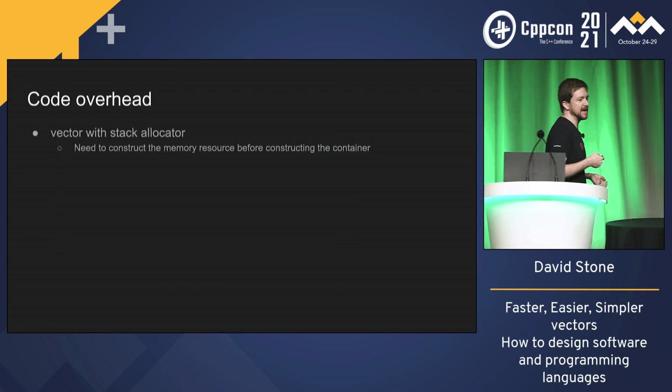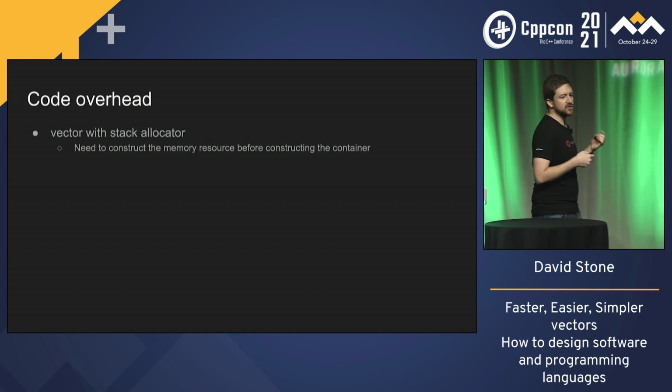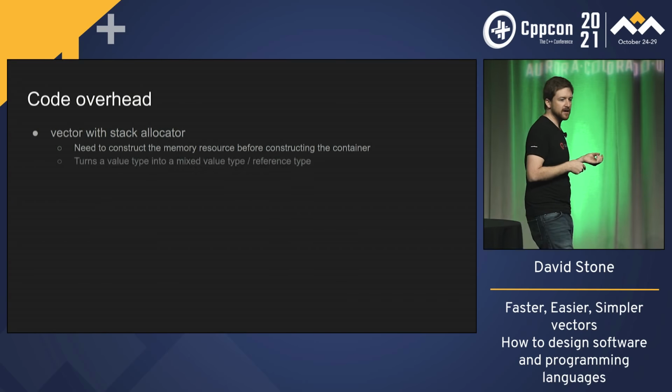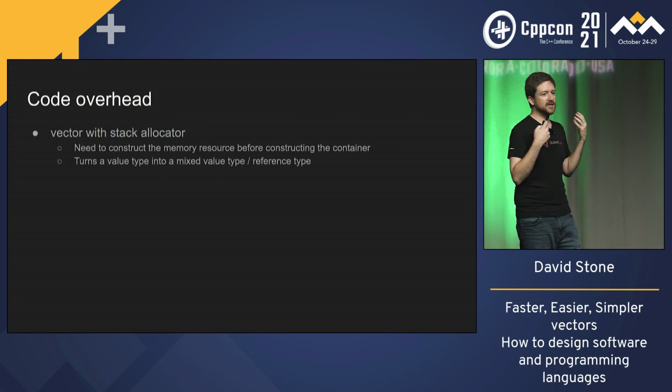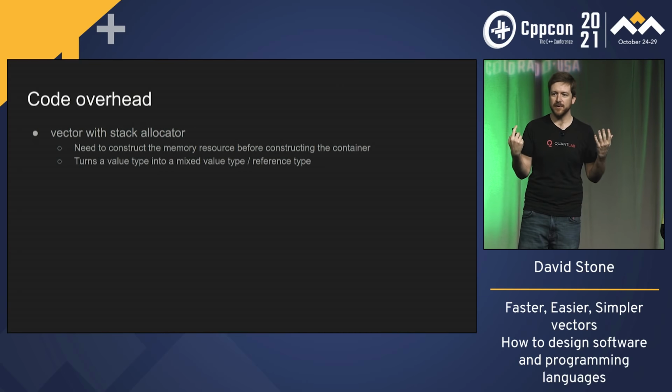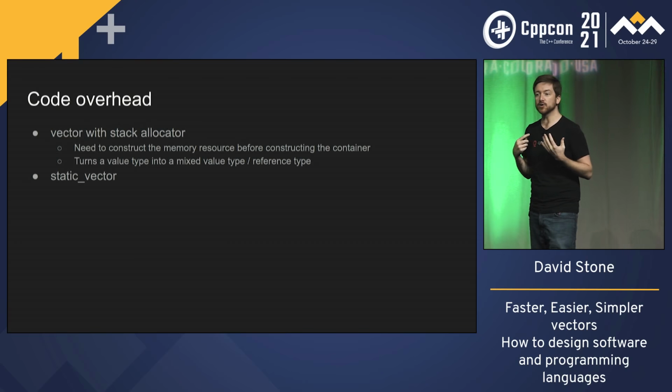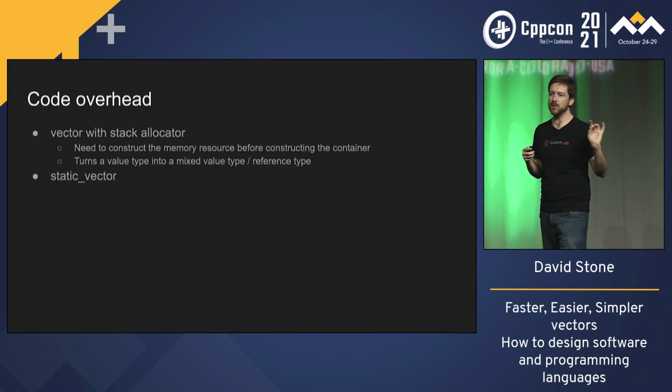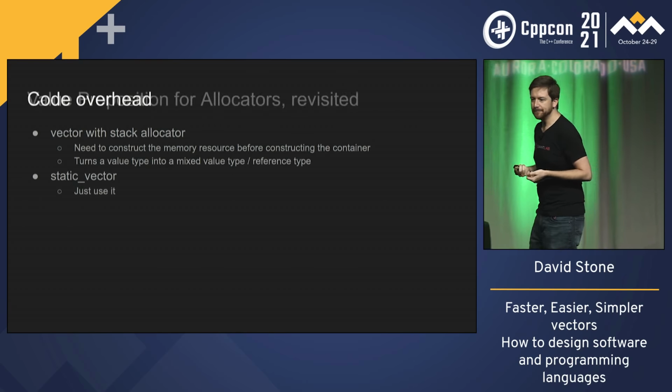If you use a vector with a stack allocator, you need to construct the memory resource before constructing the container. And it turns your vector into a mixed value type and reference type, which means that regular value semantics are trickier. You have to be careful to make sure that the memory resource outlives the container. Static vector, just use it.